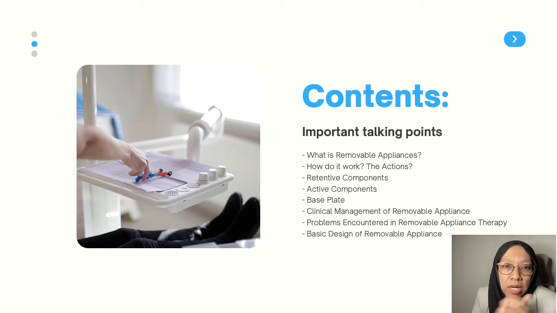I will explain one by one about the definition of the removable appliances, and how they work, and then the action of the removable appliances. I will also explain the components of the removable appliances. There are three basic components, which are the retentive components, the active components, and the base plate. And then I will also explain about the clinical management of the removable appliances, and also problems encountered in removable appliances therapy. And also I will have some pictures to show about basic design of removable appliances.